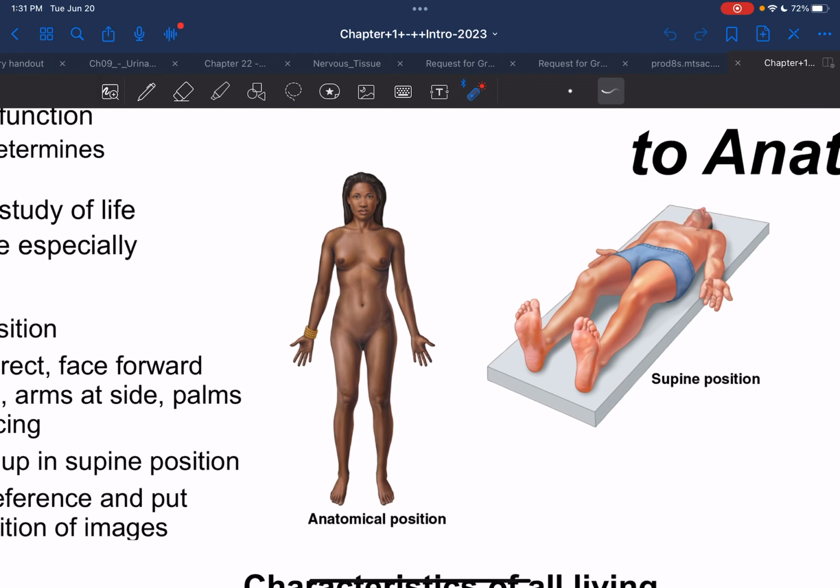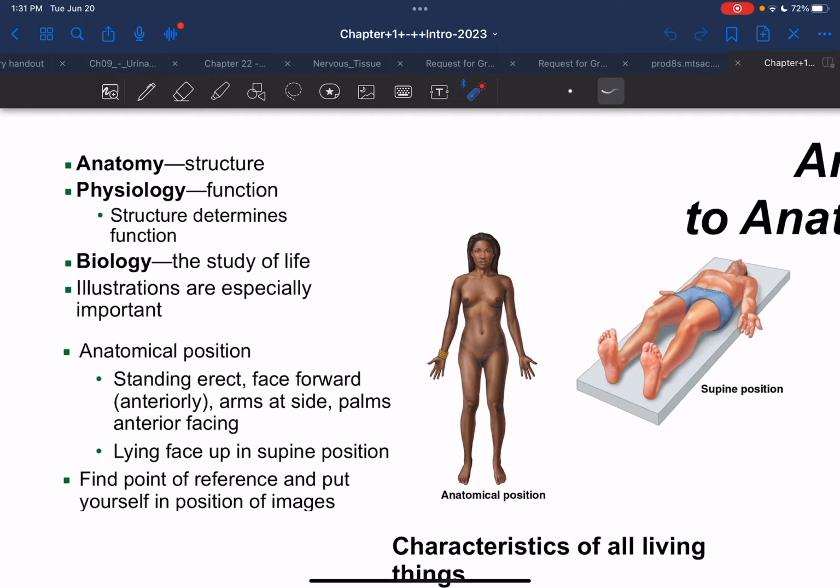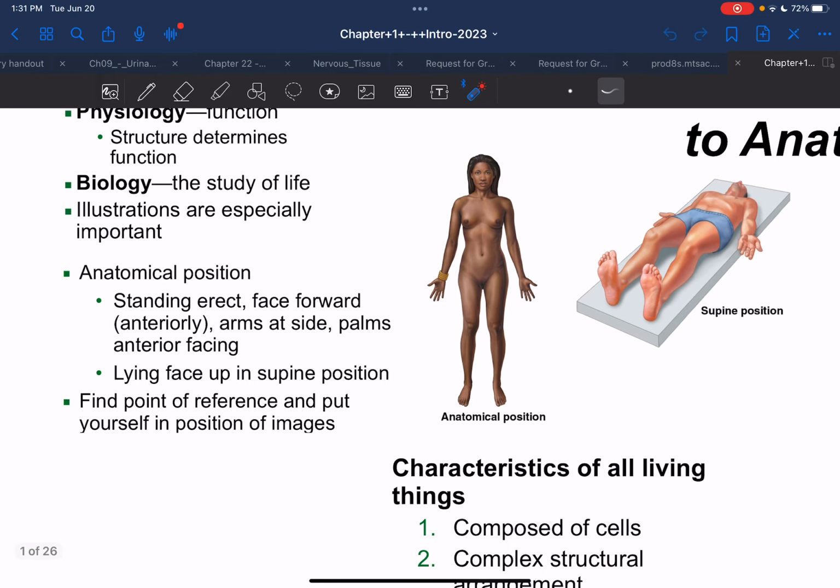Lying down is referred to as being supinated. And so supinated means to, again, be lying in anatomical position on your back with your anterior, or the front of your body, facing the sky.